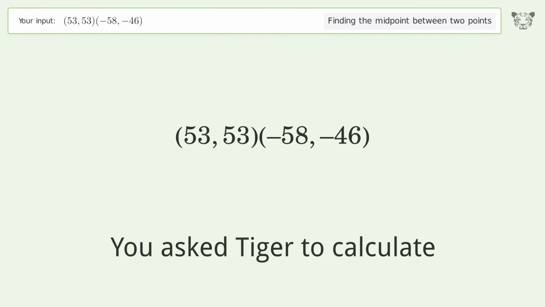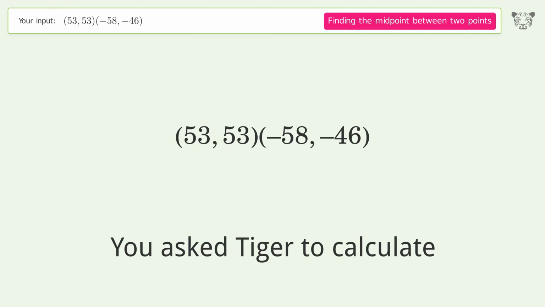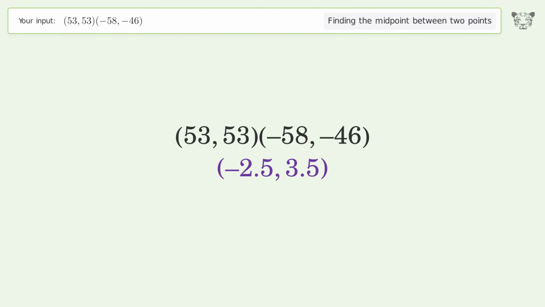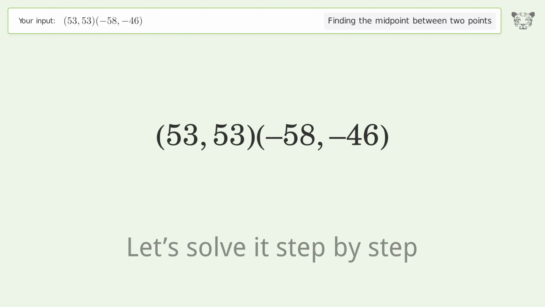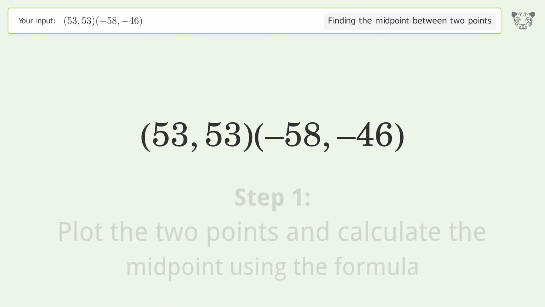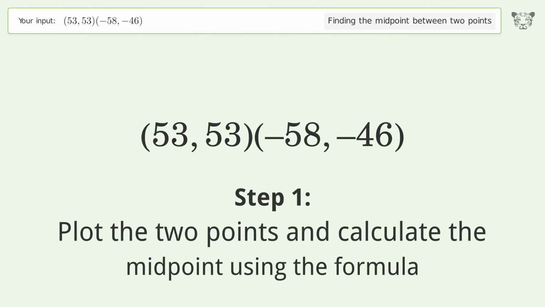You ask Tiger to calculate. This deals with finding the midpoint between 2 points. The midpoint between the 2 points is -2.5, 3.5. Let's solve it step by step. Plot the 2 points and calculate the midpoint using the formula.